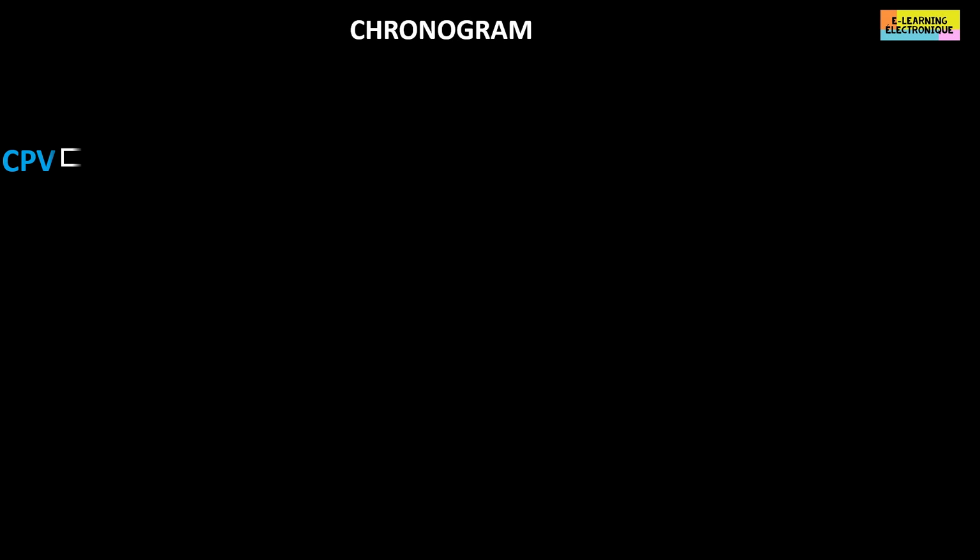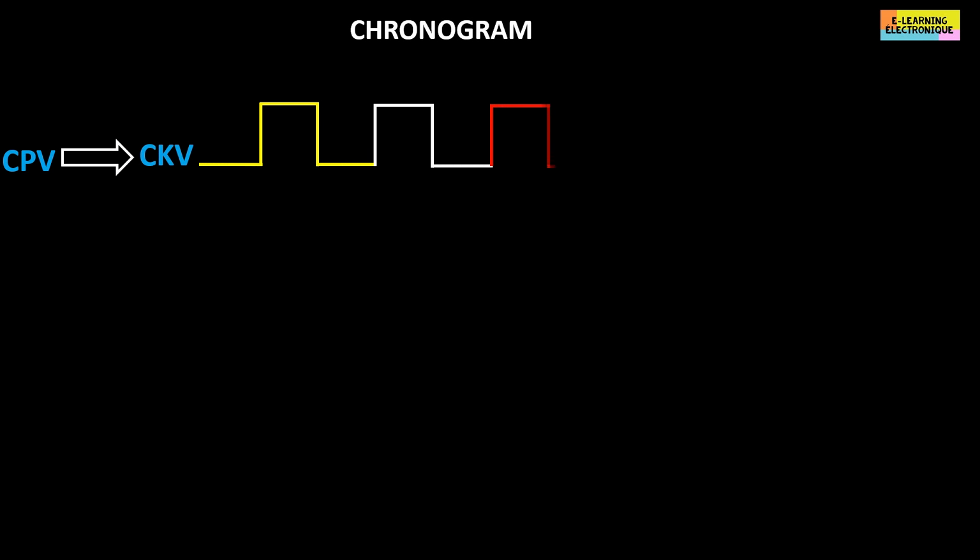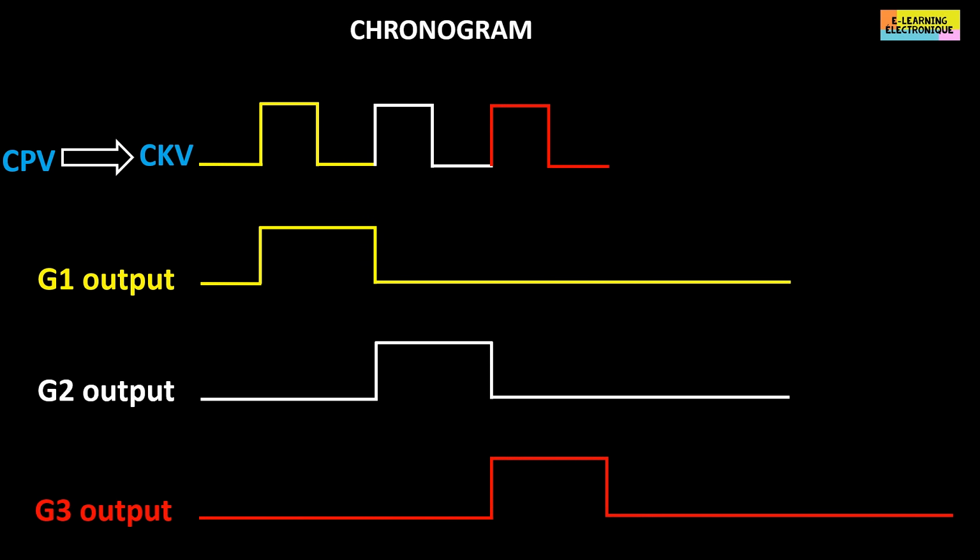Here is a chronogram that represents the correspondence between CPV or CKV and the output signal of the gate driver. At the rising edge of the first clock pulse, the first output of the gate driver called G1 is activated. Note that the activation time of a line is equal to the duration of a clock pulse, which includes a high clock level and a low clock level. At the second pulse of the clock, still on its rising edge, the second output of the gate driver G2 is activated while the previous output G1 is stopped. The same process will take place successively until all the gate driver outputs are scanned.